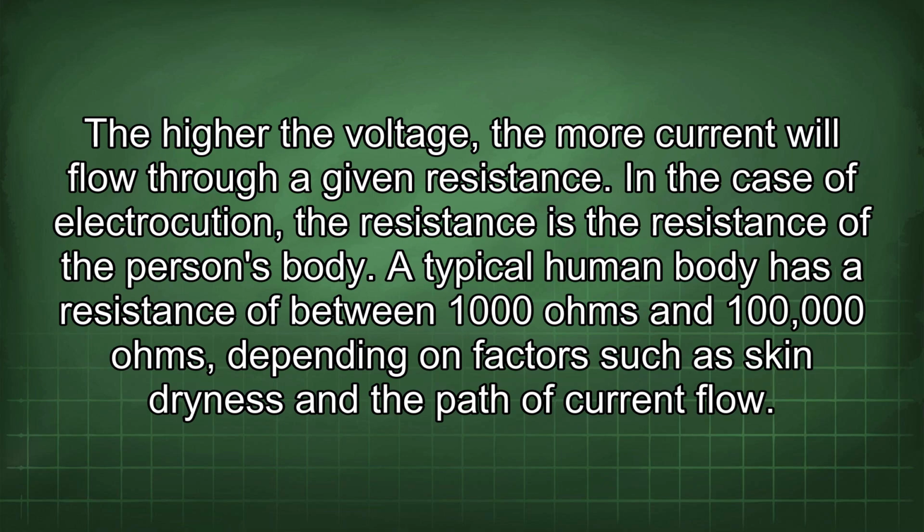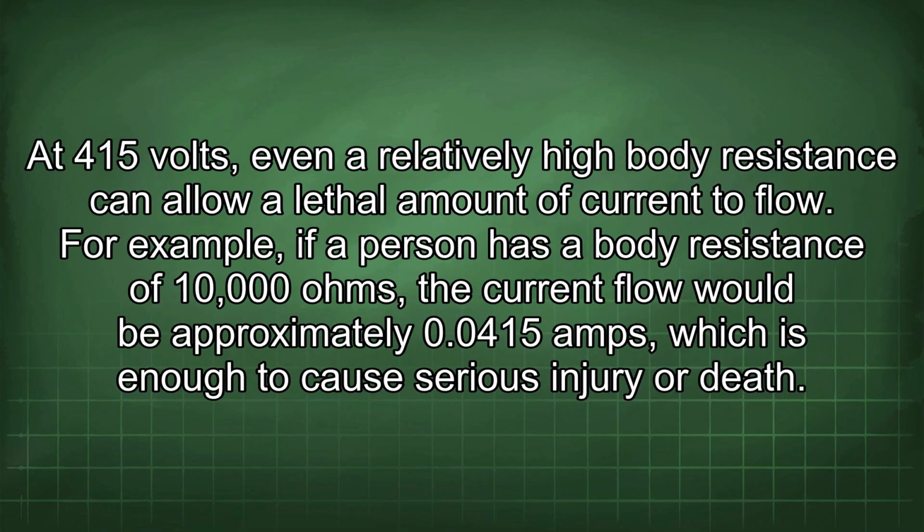In the case of electrocution, the resistance is the resistance of the person's body. A typical human body has a resistance of between 1000 ohms and 100,000 ohms, depending on factors such as skin dryness and the path of current flow. At 415 volts, even a relatively high body resistance can allow a lethal amount of current to flow. For example, if a person has a body resistance of 10,000 ohms, the current flow would be approximately 0.415 amps, which is enough to cause serious injury or death.